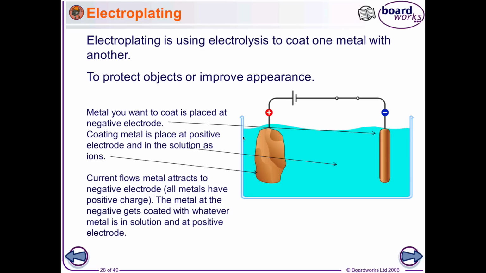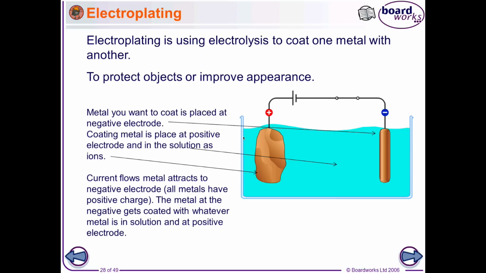The final part of electrolysis that we need to look at is electroplating. Electroplating is using electrolysis to coat one metal with another metal. You might do this if you wanted to take some jewellery, and you would hear the phrase gold plated. That would mean it's been coated with gold.